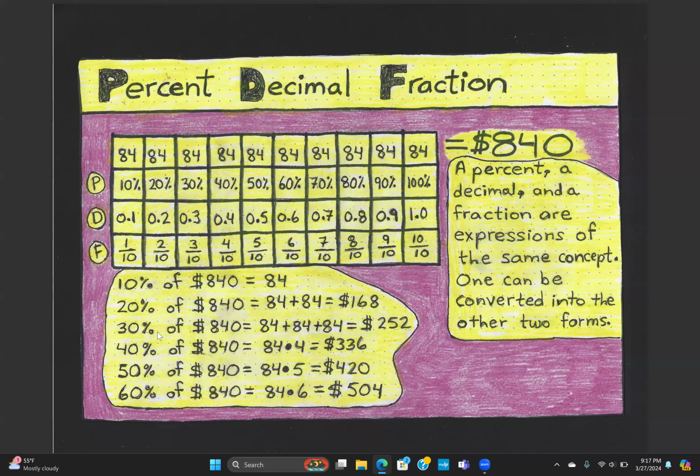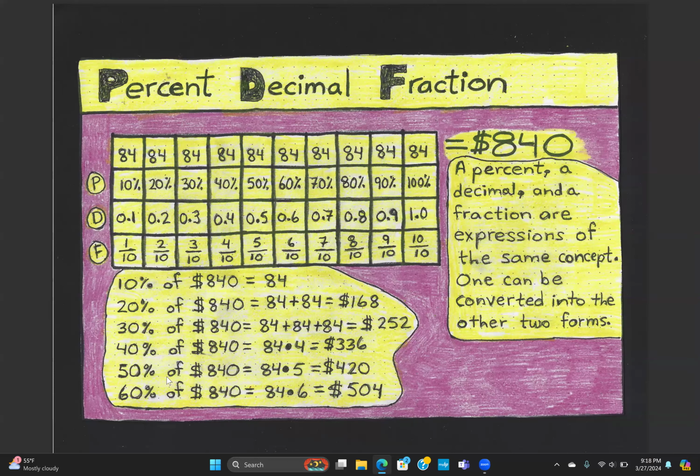Now let's take a look at 30% of 840, in which we're going to just multiply 84 three times, or just add it three times, just like you see here. And we know when we do that, that would give us 252. And so 30% of 840 is 252, which represents 3/10. Now let's take a look at 40% of 840, and that is simply 84 times 4, which will equal 336, which is 4/10 right there, or 2/5 if we simplify 4/10.